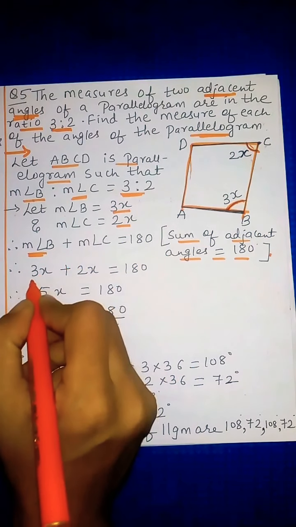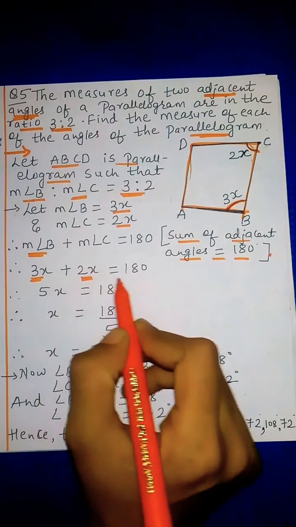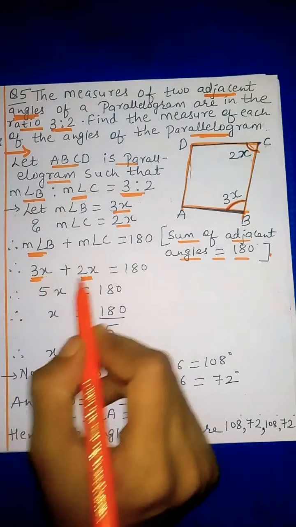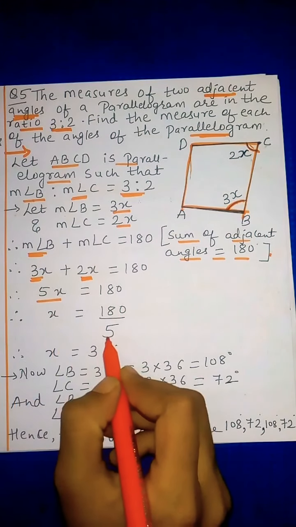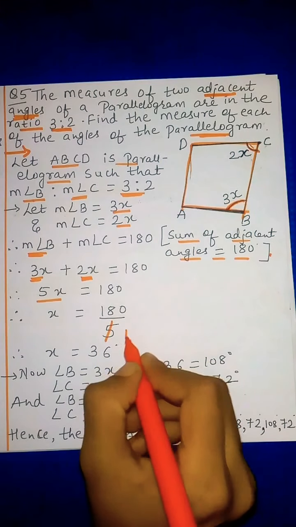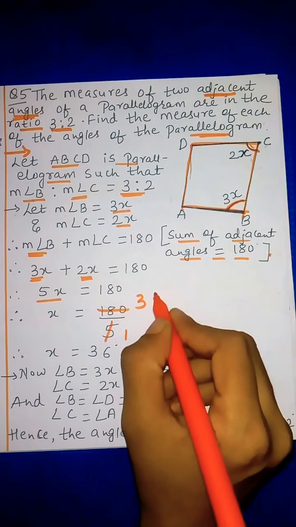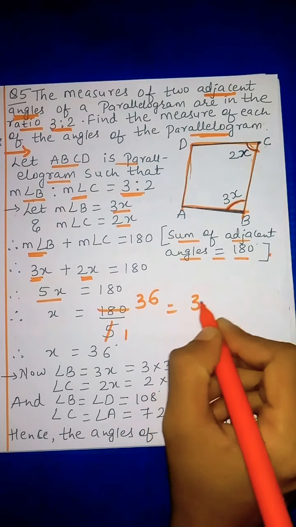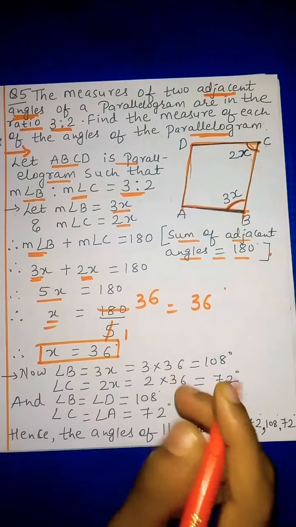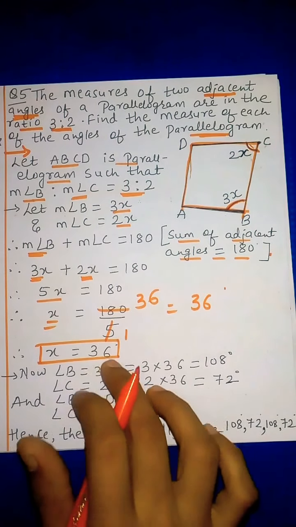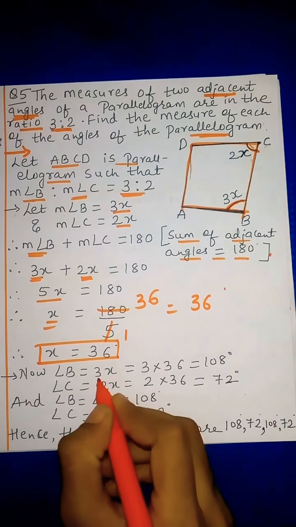Now in place of B and C, we will keep their values. What was our measure angle B? 3X. So 3X plus 2X equal to 180. Now 3X plus 2X will give you 5X. So 5X equal to 180. Now this 5, we will take it down and do the division. 5 ones are 5, 5 threes are 15, 18 minus 15, 3 left. So 30, 5 sixes are 30. So we will get 36. So X we have got. X is equal to 36 degrees. Now this value we have to keep in these both and we will get angle B and angle C. So measure angle B was 3X.